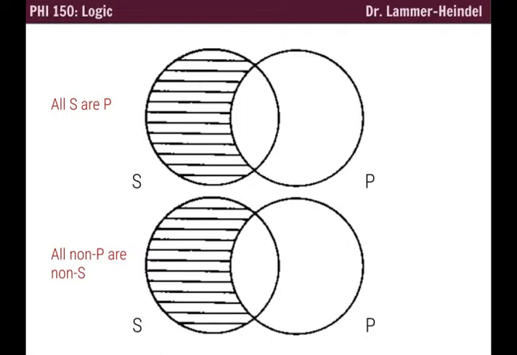And thus I know that this is a valid inference. I can immediately infer one from the other. If one is true, the other one has got to be true. It can't possibly be false. Let's now go to the E-form proposition.